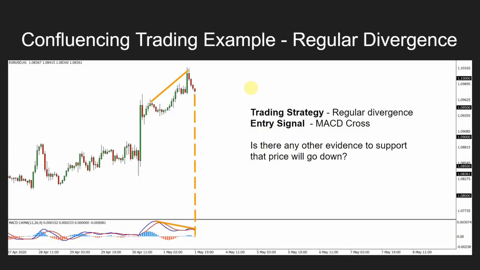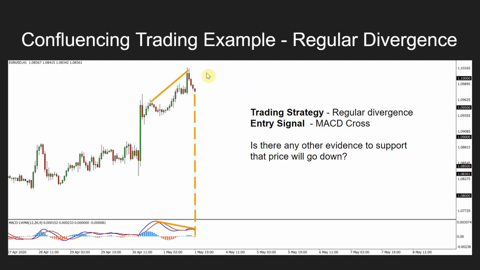So what we're going to do, we're going to look at a trading example here, and I'm really excited to walk you guys through it, because I think it simplifies everything when you actually see a visual example. So let's just say that my trading strategy is a regular divergence, and my entry signal is a MACD crossover after I find the divergence.